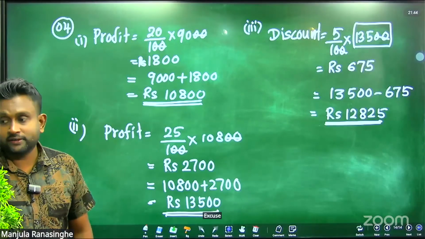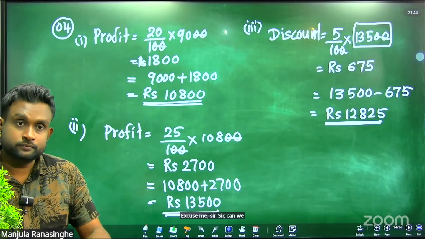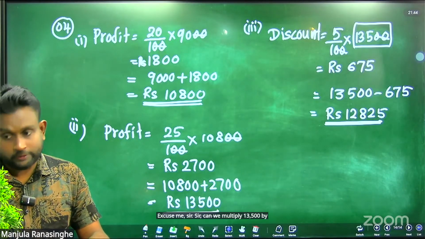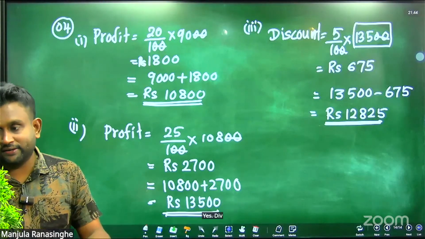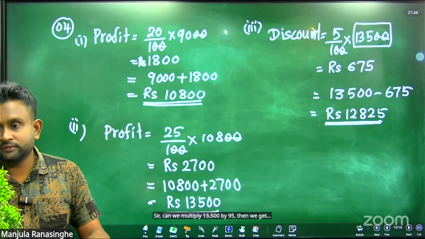Excuse me, sir. Sir, can we multiply 13,500 by 95? Yes, then divide by 100. That's one short method. That's also fine. Okay, sir, thank you.